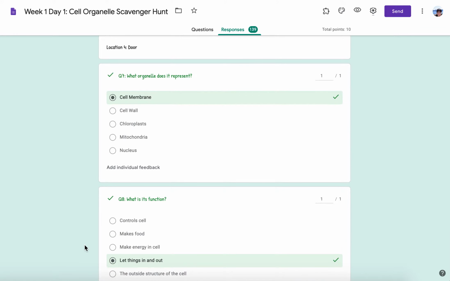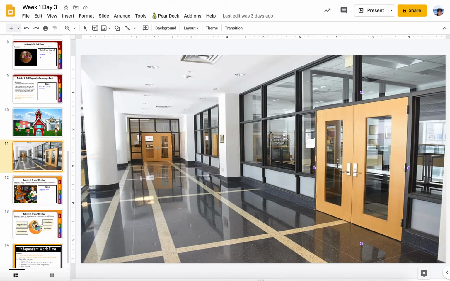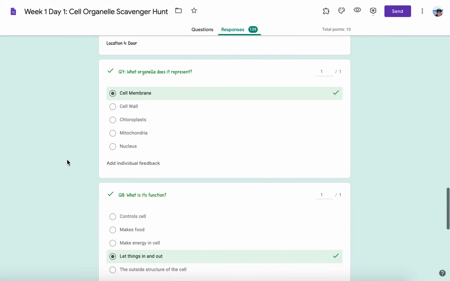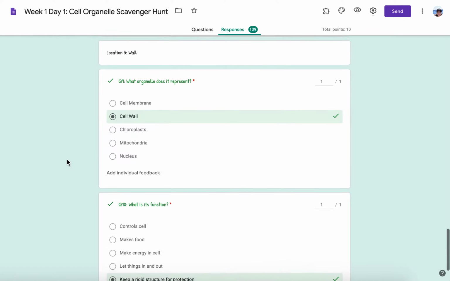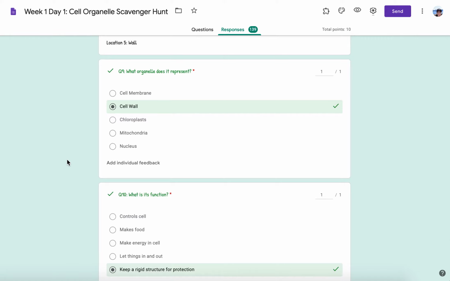Location 4, the door. So there are 2 doors you can click. You can click on this door right here, or you can click on the door right here on slide 8. So the door represents the cell membrane, and the function is to let things go in and out. Location 5, the wall. The wall represents the cell wall. The function is to keep a rigid structure for protection.